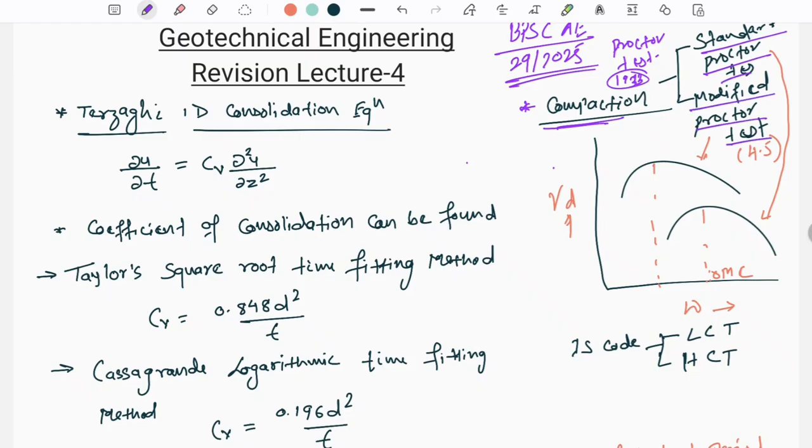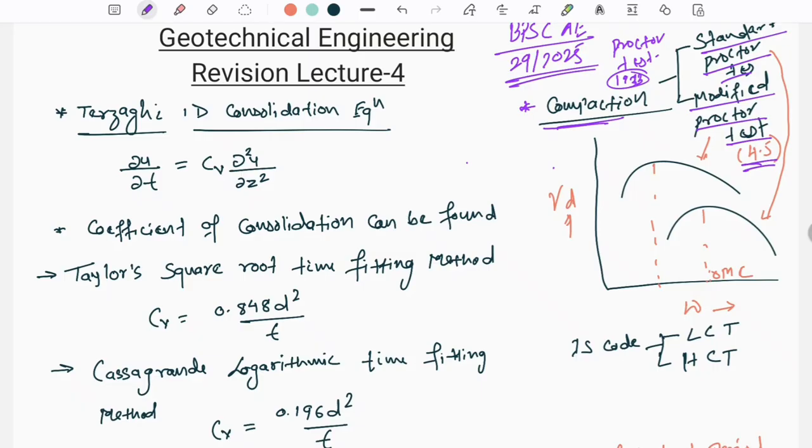There is a slight variation. In standard there are 3 layers, 25 blows, and the height is less, but in modified the height is more and the weight of the hammer is more. In standard the weight of the hammer is less, and in modified there are 5 layers, in standard Proctor 3 layers. So these are the differences between standard and modified Proctor tests. And when there is a question in the objective exam, what is the energy in the modified Proctor test? It will come to 4.5, when you calculate from this data, you will get 4.5 as the energy.